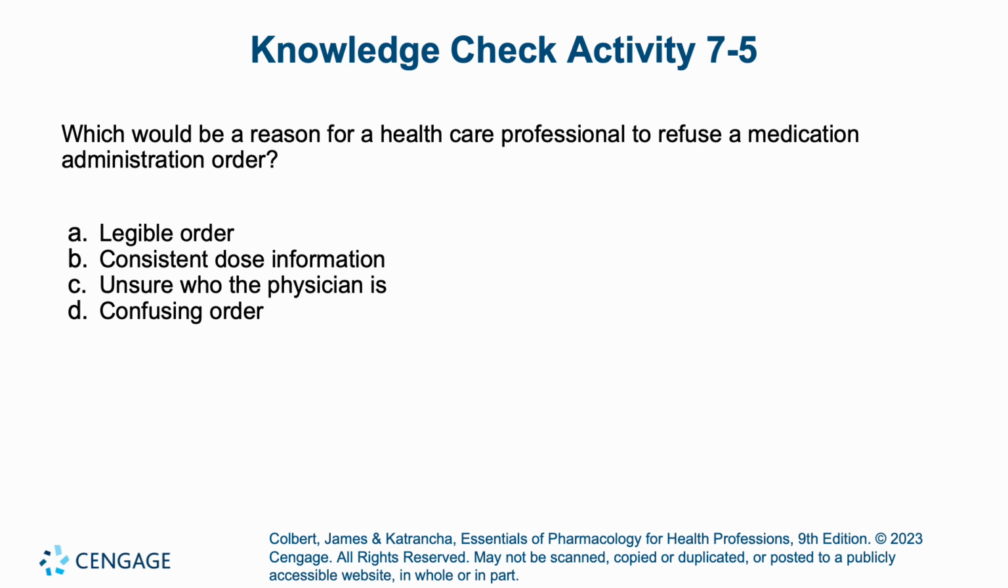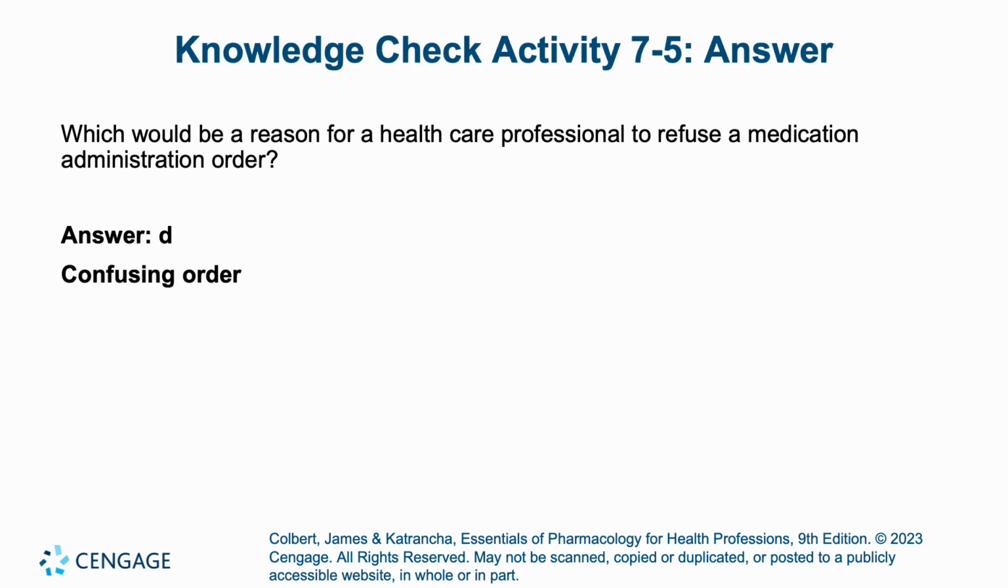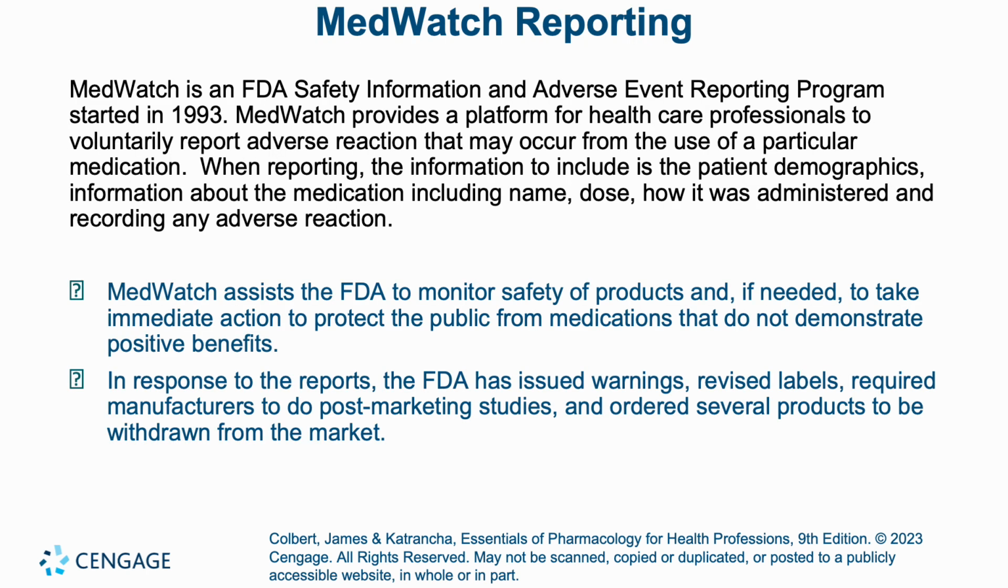Knowledge check. Which would be a reason for a healthcare professional to refuse a medication administration order? A. Legible order. B. Consistent dose information. C. Unsure who the physician is. Or D. Confusing order. The answer is D. Confusing order, but also if you're unsure of the physician and you want to verify, you can always go through the database and make sure that that is a currently practicing physician.